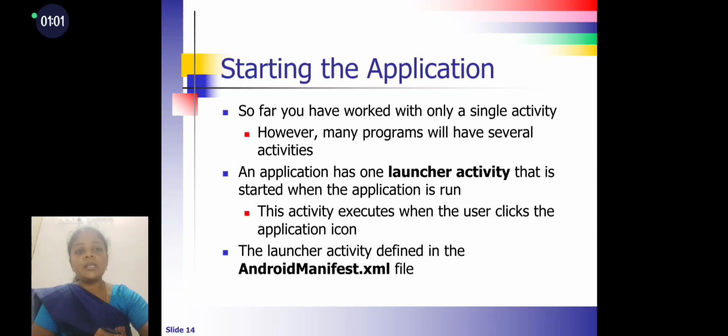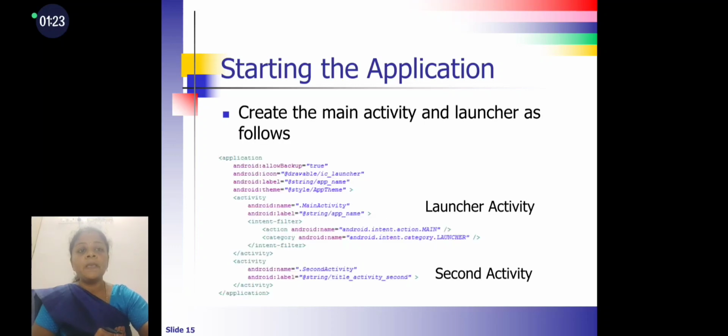So an application has to launch that app. Here we need to call the launcher activity, which starts when the application is run. This activity executes when the user clicks the application icon. The launcher activity is defined in the AndroidManifest.xml file as shown here. So here we have two activities: one is the default activity and the other is the secondary activity.